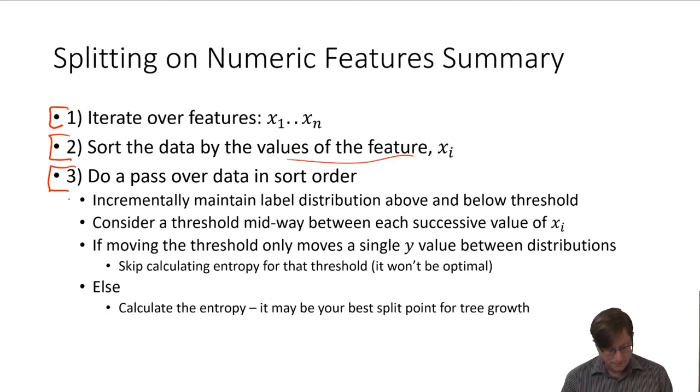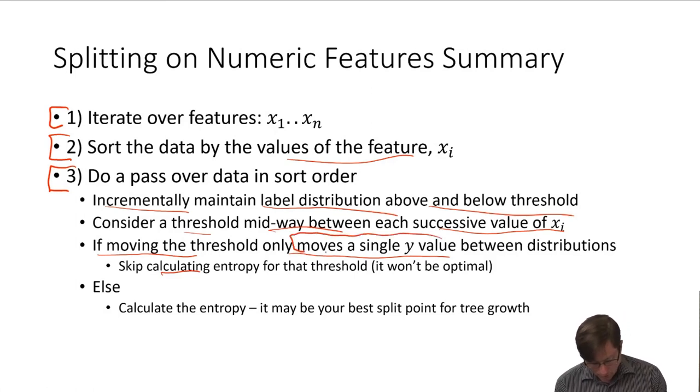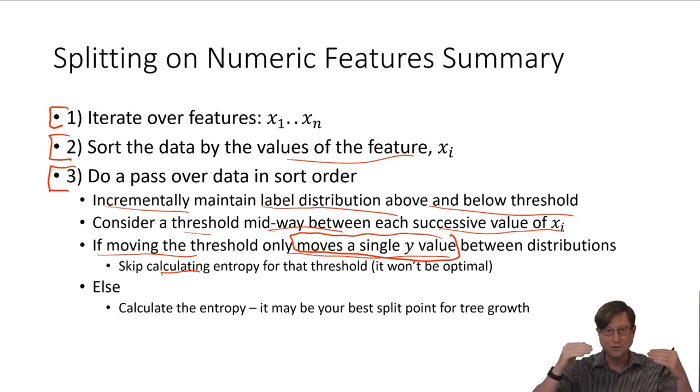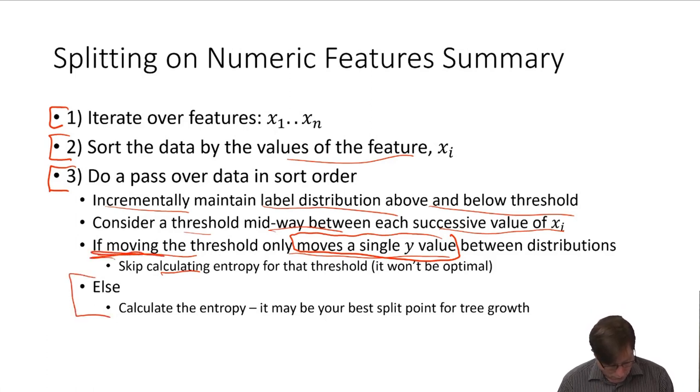Then you do a pass over the data in the sorted order, incrementally maintaining the label distribution above and below the threshold. Consider a threshold midway between each successive value of xi, but if moving the threshold only moves a single type of y value between the distributions, you can skip calculating the entropy because that's not going to be your winner. So this is just to say that in a pure world where there's no noise, each x will have a single y value, but a lot of times there'll be an x that has 15 y equals 1 and 72 y equals 0 for the exact same value of that feature. So you need to be aware that you may have to deal with that case. Otherwise, if you don't have that purity in the samples that move across the threshold, calculate the entropy, because that may be the best split point for growing your tree.